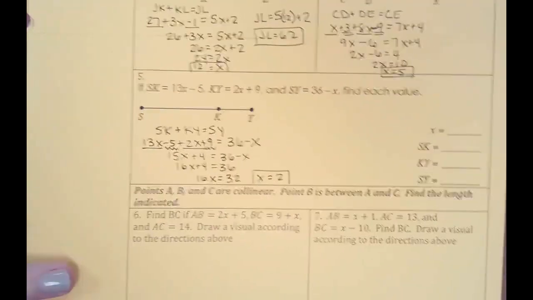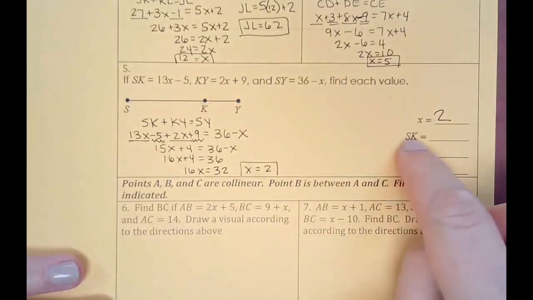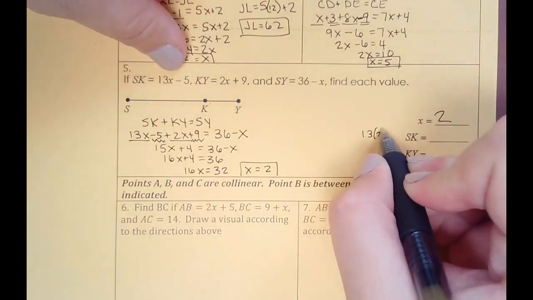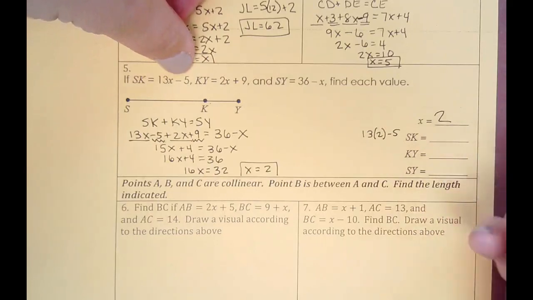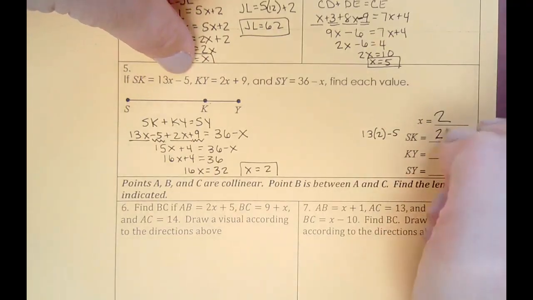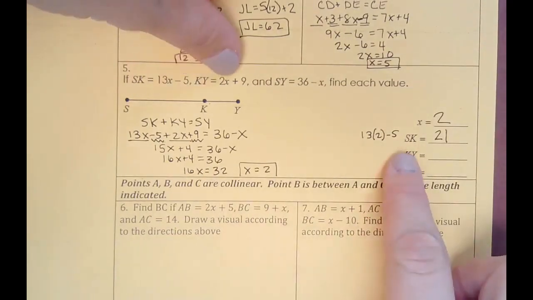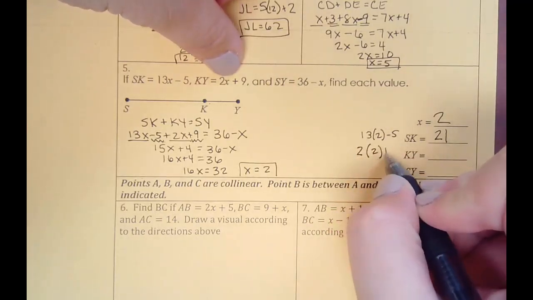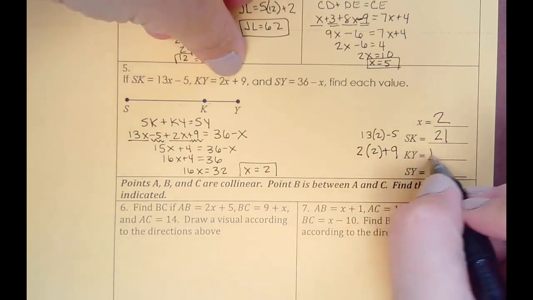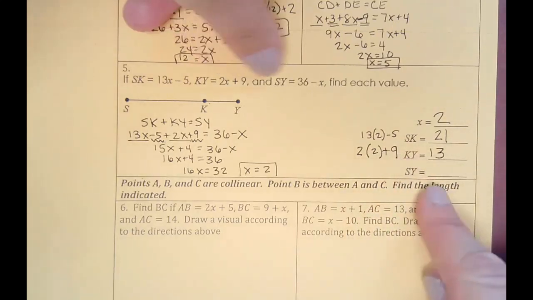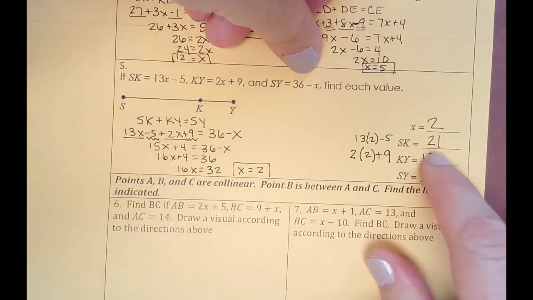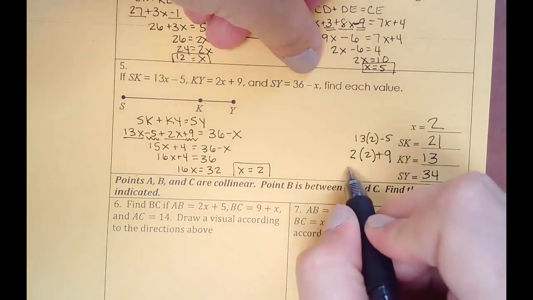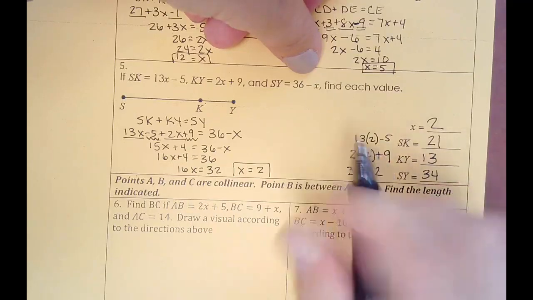SK, so that's 13 times 2 minus 5. So we should get 21. KY, that's 2 times 2 plus 9. Should get 13. Now SY, I can add up 21 and 13 and get 34. Or I can double check. 36 minus 2, plugging in 2 for x. Yep, that's 34. That's another way to find your answer.